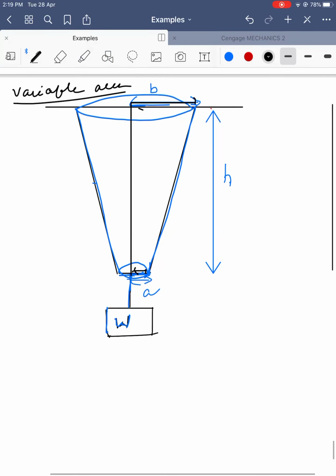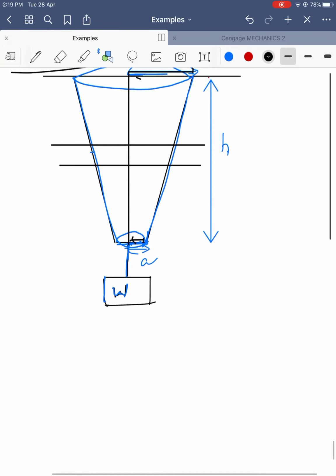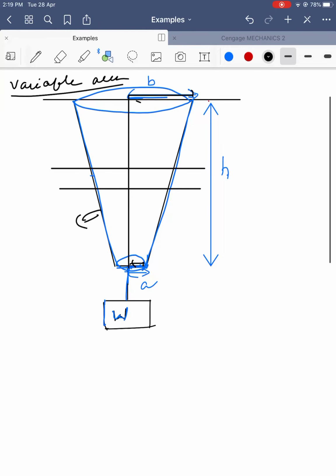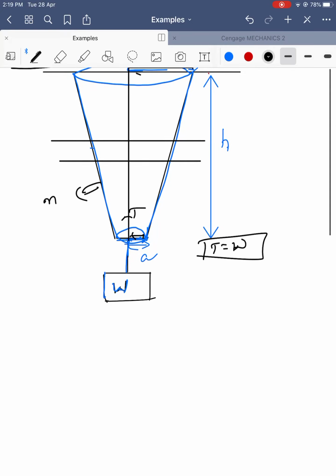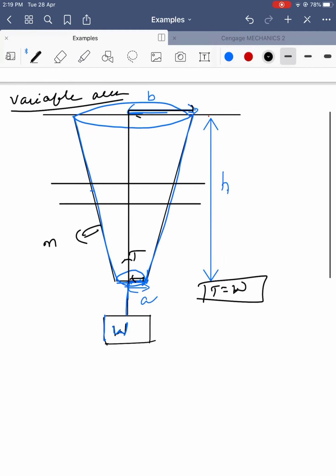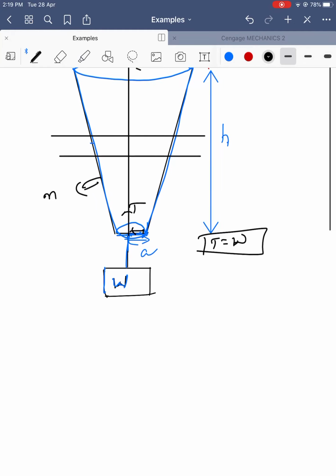To get the elongation, consider a small section. This is our basic common sense, to consider a small section. And how much force? Because it is massless, it doesn't have mass, how much is the tension here? T is equal to W. So the same tension will be carried throughout. In the previous cases, the rod has mass but area is constant. In this case, area is variable and it doesn't have mass. So T is equal to W.